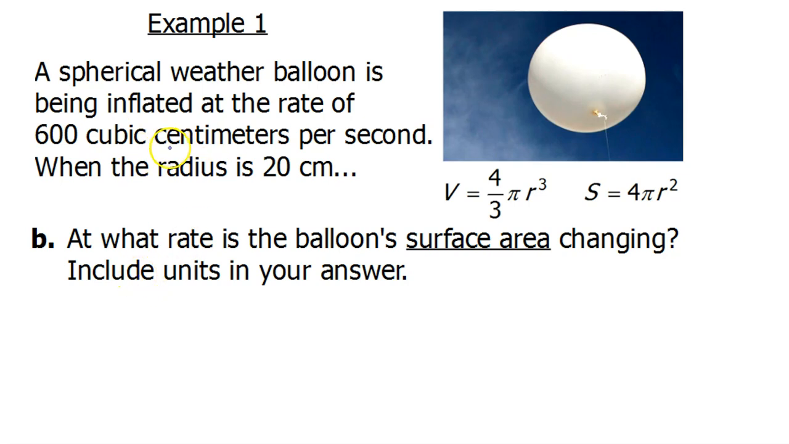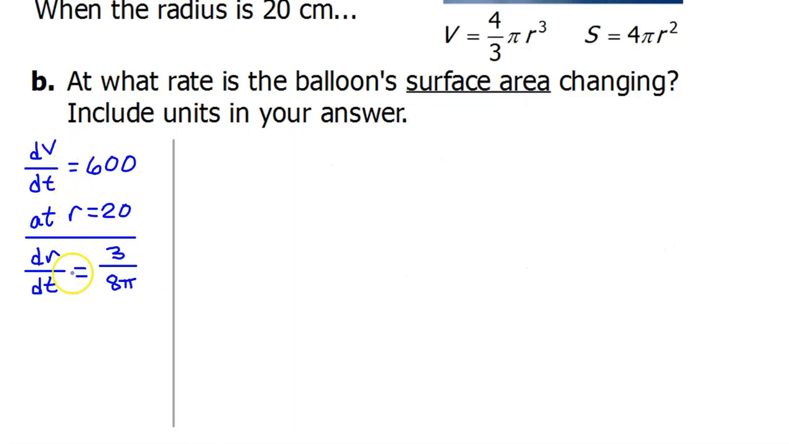Part B, same setup. At what rate is the balloon's surface area changing? Include units in your answer. First, we set up the inventory. Here are the same two facts that we had from the setup from the previous problem, but in part A, we found that the value of dr/dt at r equals 20 is 3 over 8 pi. So we can add that to the inventory.